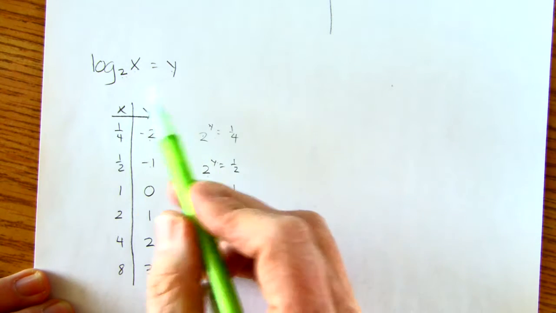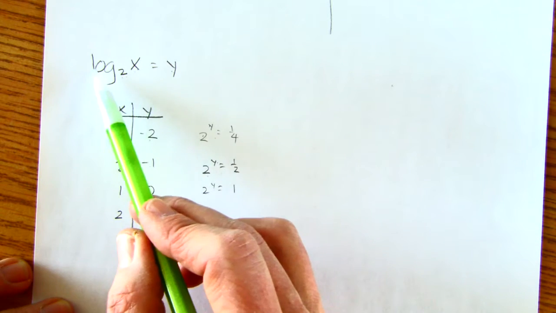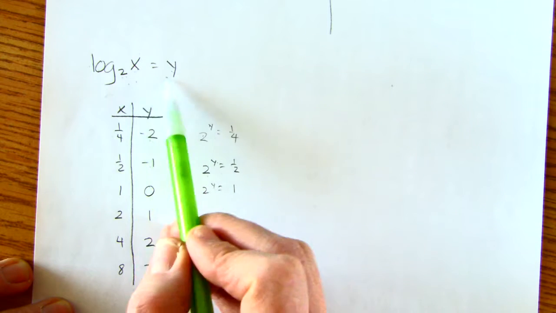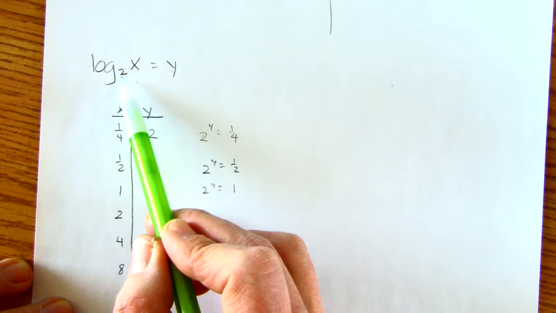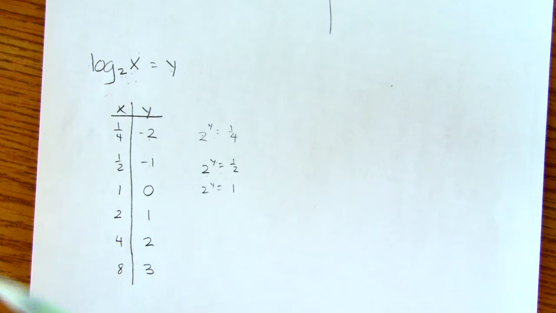Again, notice how I'm using the definition. I'm looking at it backwards. I'm not really worrying so much about log base 2 of x is what? Log base 2 of 1/4 is what? I'm just thinking about it as 2 to the what equals 1/4. It's just so much easier to think about it in its translation.